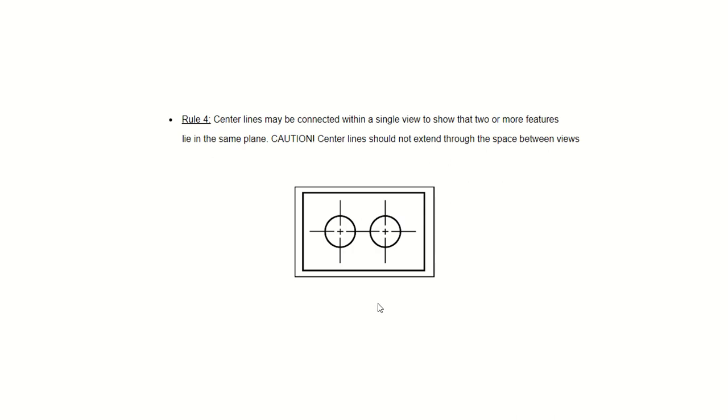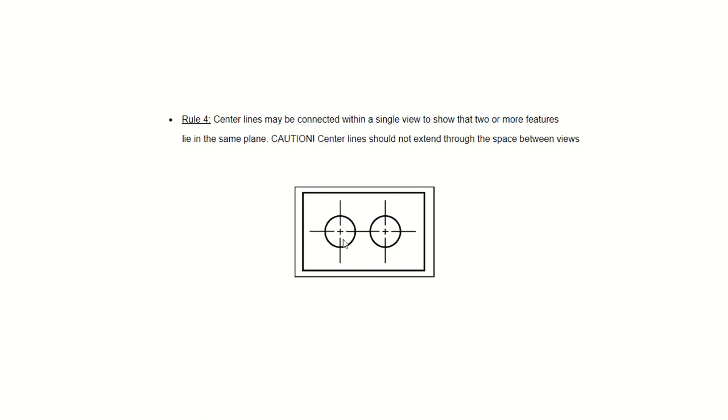Rule number 4, center lines may be connected. You can connect within a single view. This is, let's say, your front view. We can't say front or top, or right, whatever. We can assume this is one of the views, to show that 2 or more features, okay? So you can connect within a single view to show two or more features, first feature, second feature. Of course, those two features lie in the same plane. This is your plane.